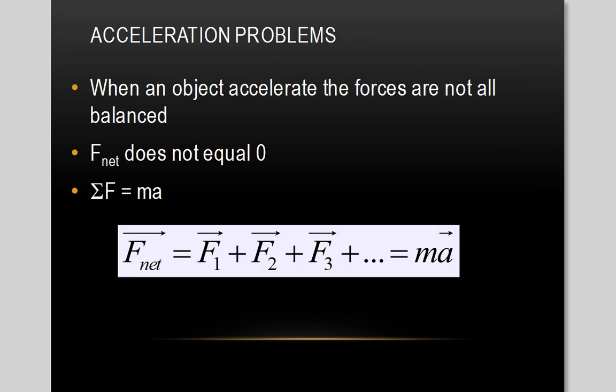For all these acceleration problems we've been doing, you look at your data sheet, you've got two formulas: F net equals the sum of all forces, and F net equals ma. So what we like to do is put the sum of all forces equal to ma. That's pretty much the goal of every problem. When an object accelerates, the forces are not all balanced. F net does not equal 0. Therefore, you will accelerate. And that symbol there is capital sigma, and it stands for the sum of all forces. So I'll write that for you.